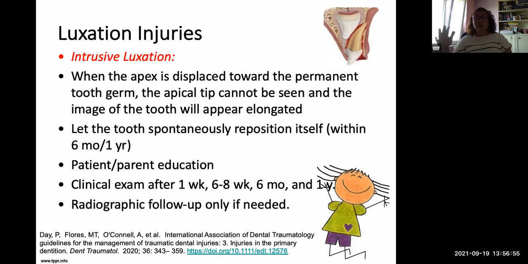So we should follow the patient for 6 months to a year to see if any pathosis is occurring. During this time, for the very first 2 weeks, soft eating is important, and also cleaning the affected area is important. So we should educate the patients or parents accordingly. So we need to make clinical examination extending to a year, and we can radiographically follow up the case if needed.